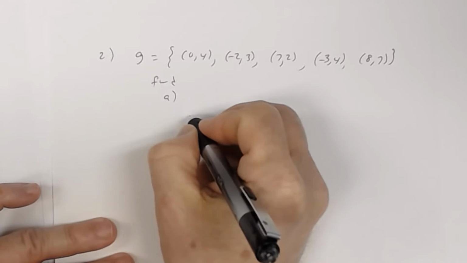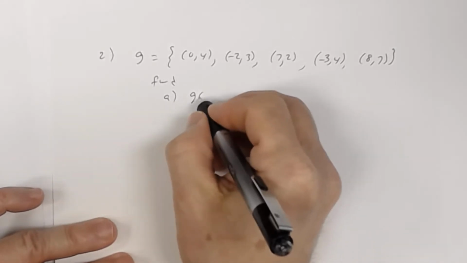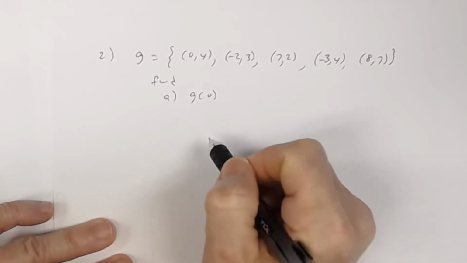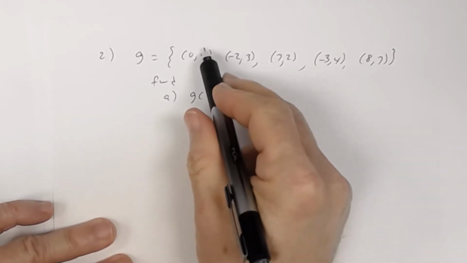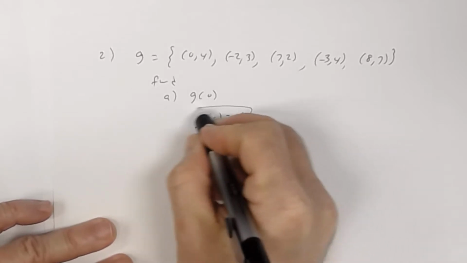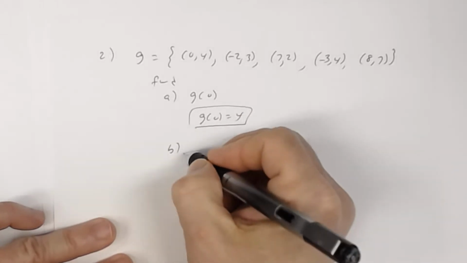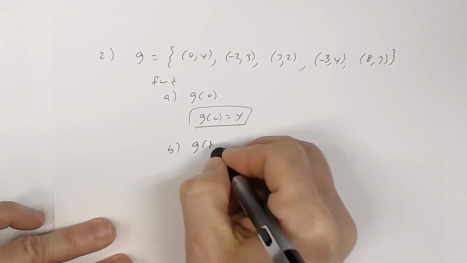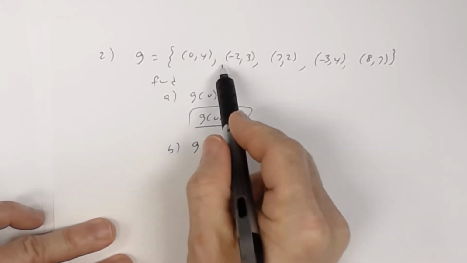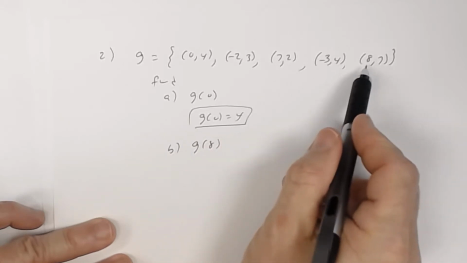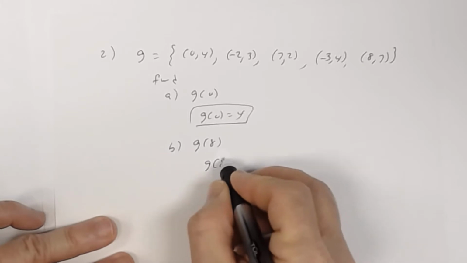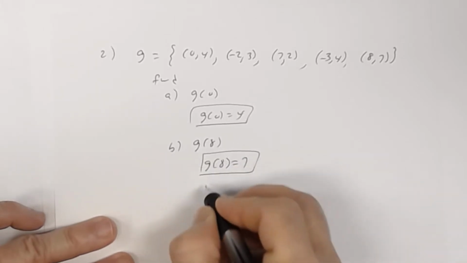So let's suppose in part A, you want to find g of 0. All right, well, remember what that means. That means what's the y value when x is 0? So x is 0, my y value is 4. So g of 0 equals 4. There's your answer. B, let's suppose you want to find g of 8. Same thing, right? So what's the y value when x is 8? So you find out which one says x is 8. Well, that's this one. My y value is 7. So g of 8 is equal to 7.